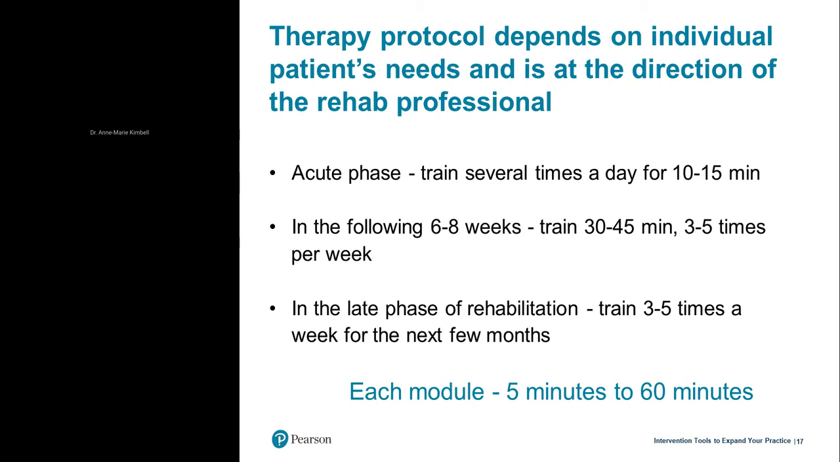The rehab of cognitive impairments requires continuous treatment over time, and the duration of a therapy session with RehaCom depends on the client's personal performance. According to clinical guidelines, the protocol for training may include several times a day for 10 to 15 minutes in the acute phase. In the following 6 to 8 weeks, therapy sessions of 30 to 45 minutes, about 3 to 5 times per week, may be prescribed, and then 3 to 5 times a week for about 3 to 5 months in the late phase of rehabilitation. And as you see, each module can be set to last from 5 minutes to 60 minutes. So there's really a wide range of availability.